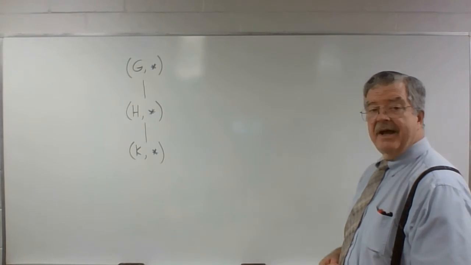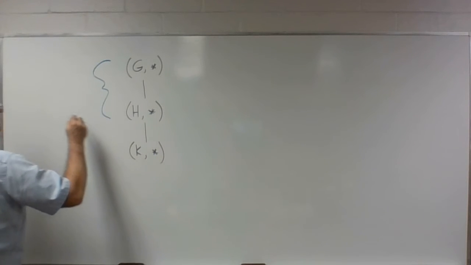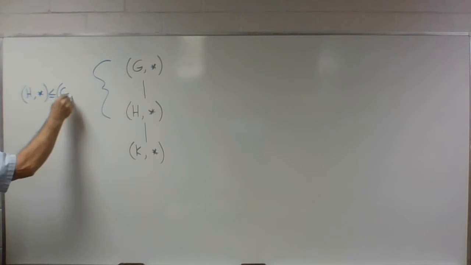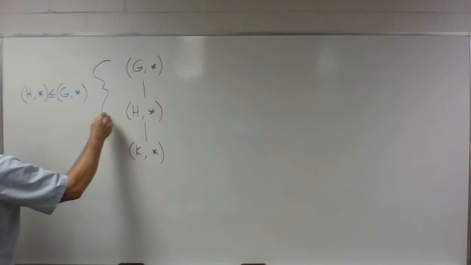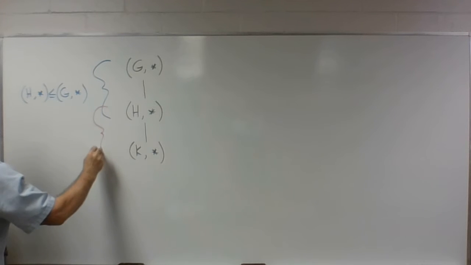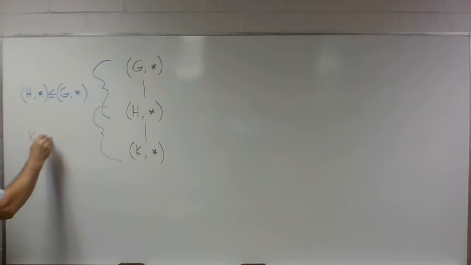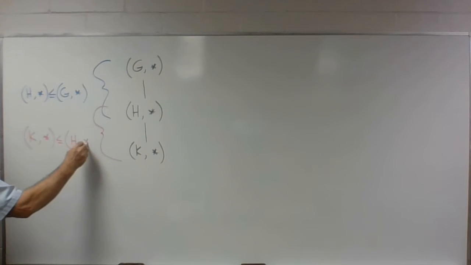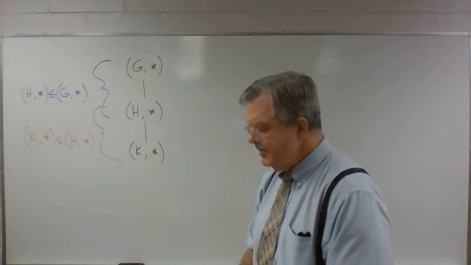Okay, check out this lattice diagram. From this part, we get that group H is a subgroup of group G. And from this part, we get that group K is a subgroup of group H. Yeah, I guess we can see that.